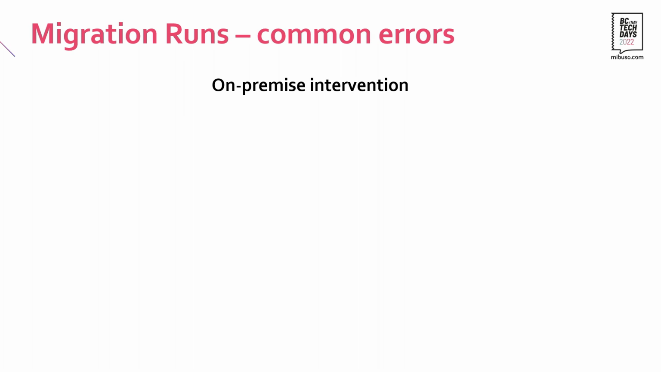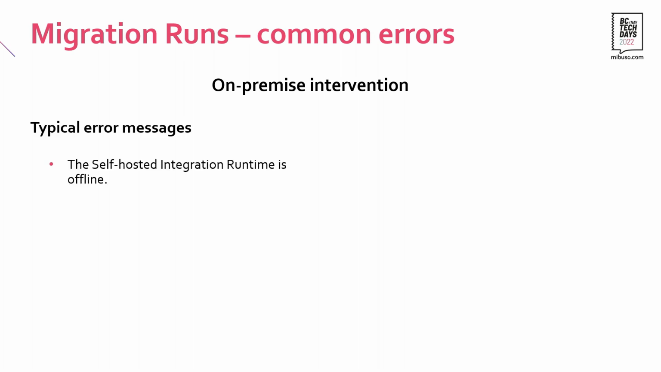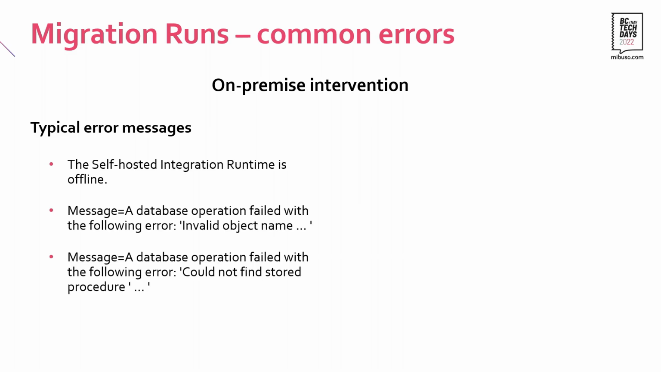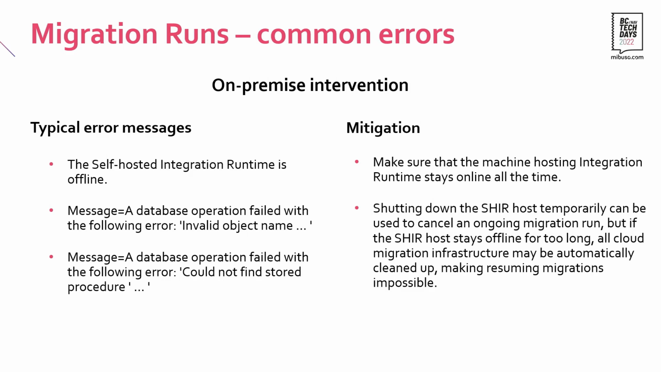So let's see. For the on-premise intervention, you can have integration runtime is offline, or you can have invalid object name and could not find stored procedure on the SQL level. For the first one, our recommendation is you keep the machine that hosts your integration runtime online all the time while you're doing cloud migration. Sometimes people shut it down to cancel a replication run. That could be done, no problem.